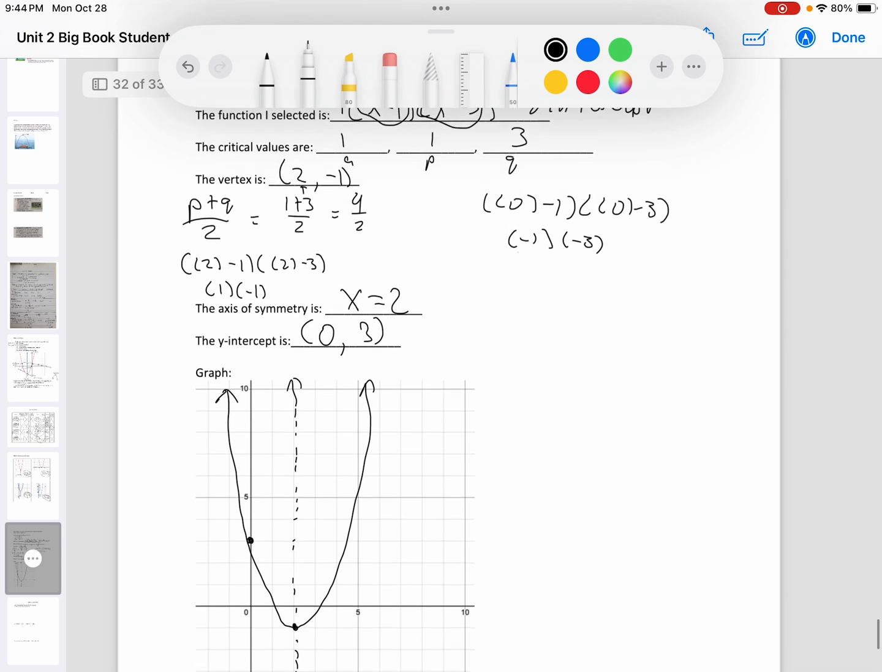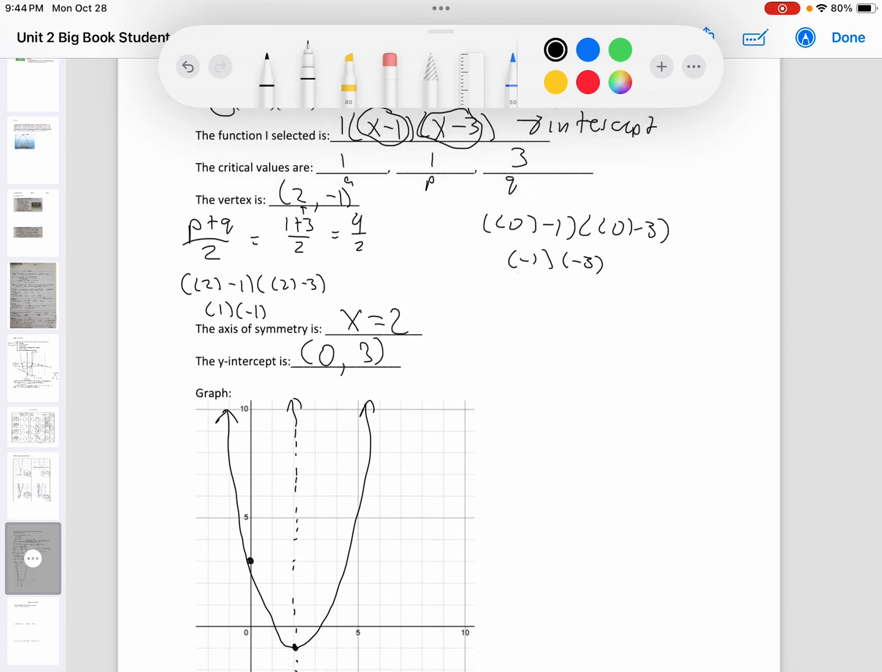So as you can see, we got the same vertex, same axis of symmetry, same y-intercept, no matter what method we chose. You can use these to check your answers and make sure you've done them correctly. Use a different form and solve it just to make sure that you've done everything correct. You should get the same answers. Right, and that is all that we need to do for this one. Hopefully this will help you to prepare for the test.